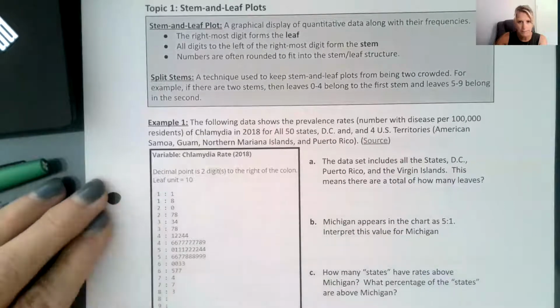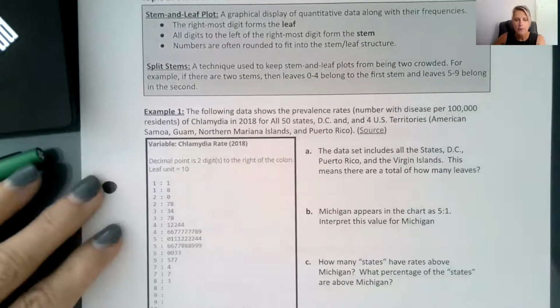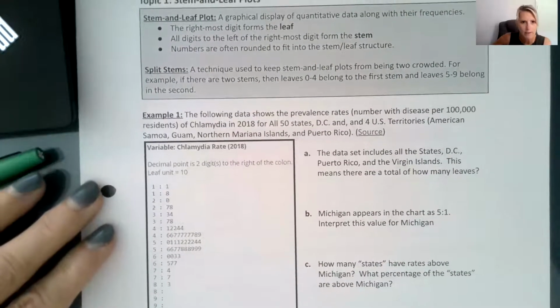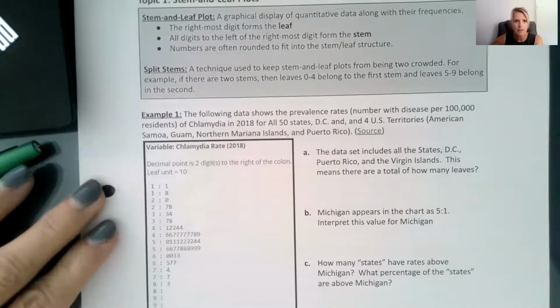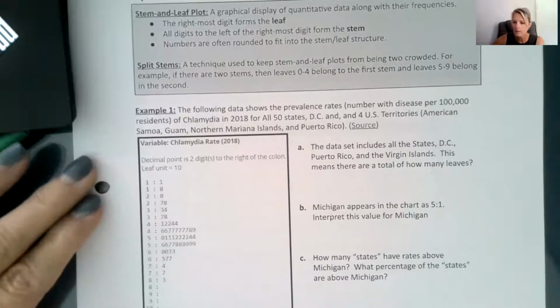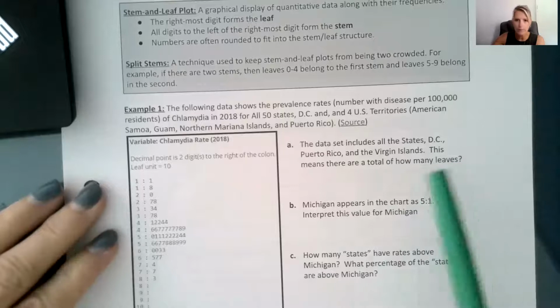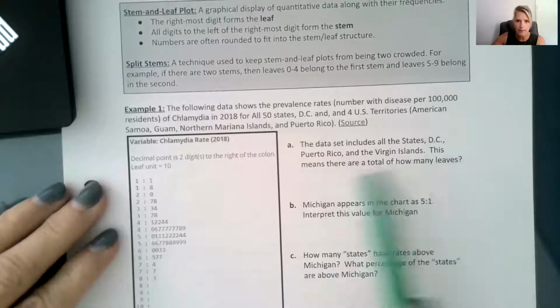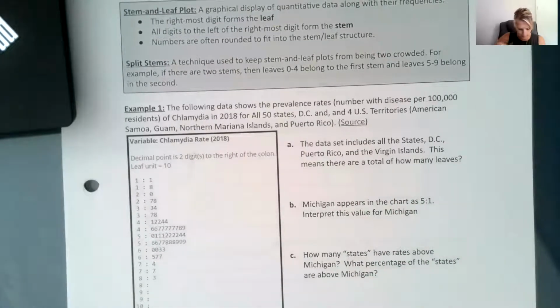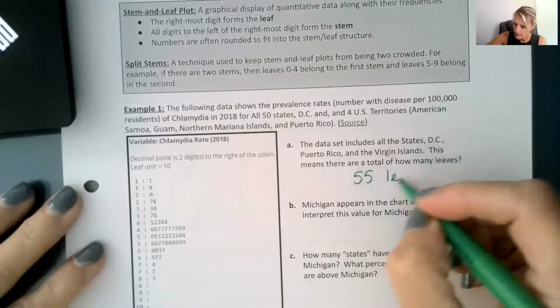It's a split stem. So example 1 here says the following data shows the prevalence rates, numbers with disease per 100,000 residents of chlamydia in 2018 for all 50 states, including DC and the 4 US territories. The data set includes all states, DC, Puerto Rico, and the Virgin Islands. This means there are a total of how many leaves? So there are 55 leaves.